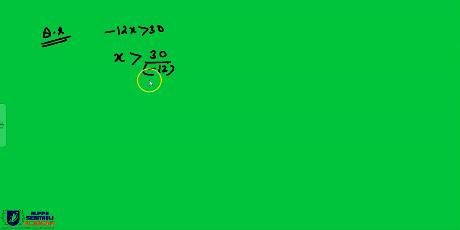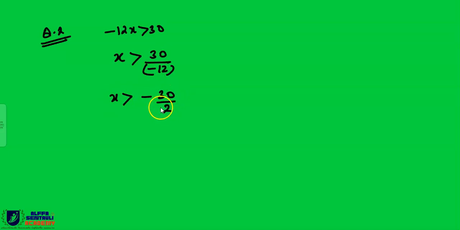So let us solve question number 2. Question number 2 is minus 12x is greater than 30. What do you mean by this? If you find the value of x, this will be 30 by minus 12. Now if you bring this minus sign, this can be written as minus 30 by 12, this way.